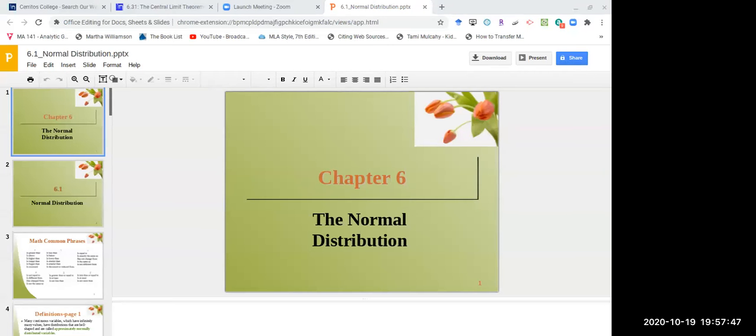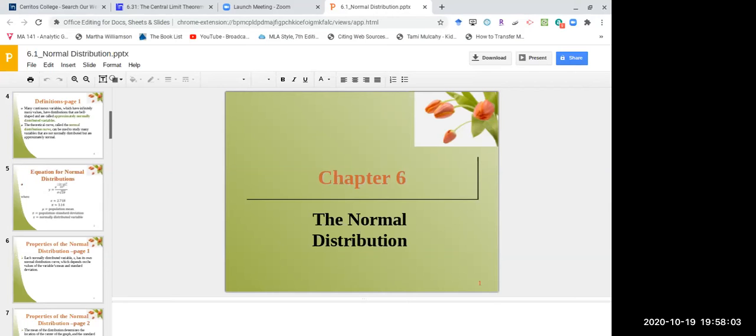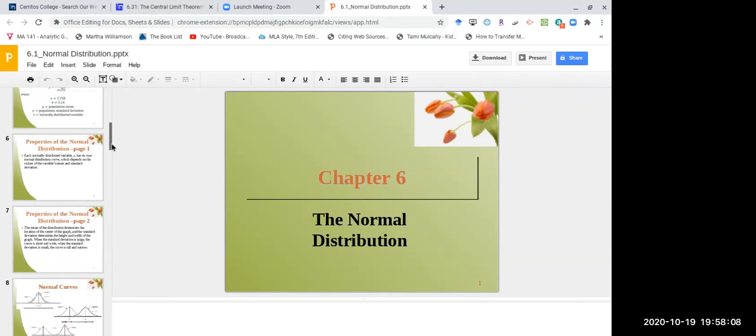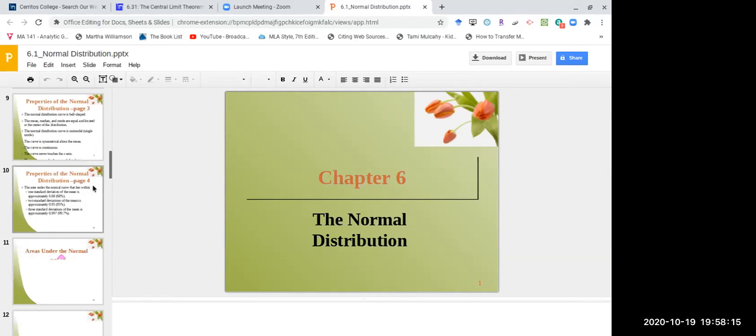Okay, so chapter 6 starts with the normal distribution. You know that this is a bell-shaped curve. You know the properties of the normal distribution, so I'm not going to spend too much time on that. I will spend a little bit of time with this slide just to remind you what we've seen.